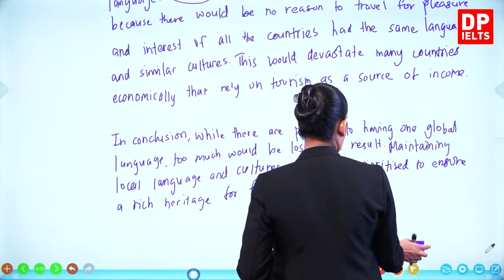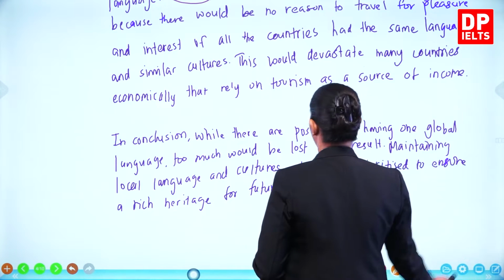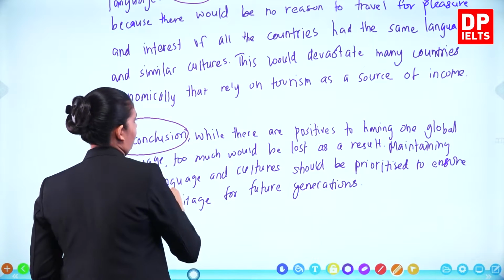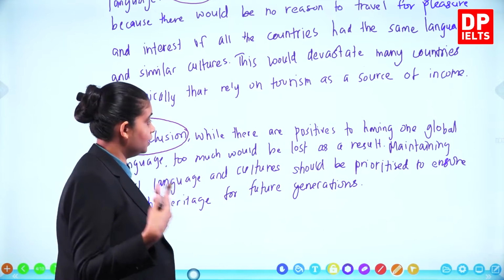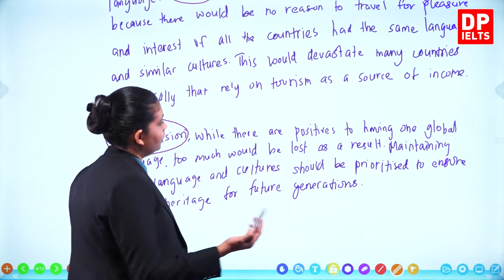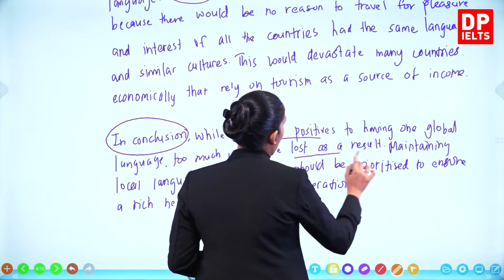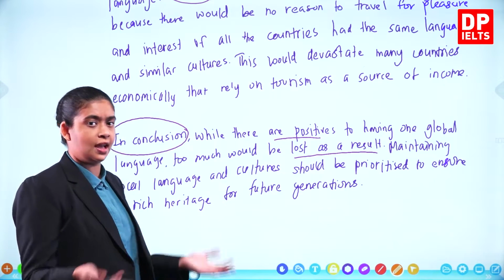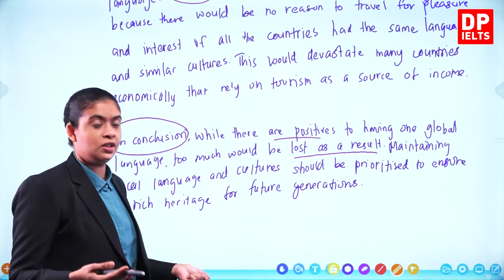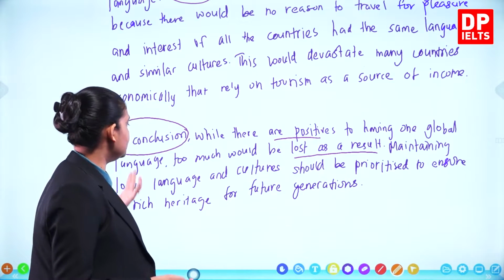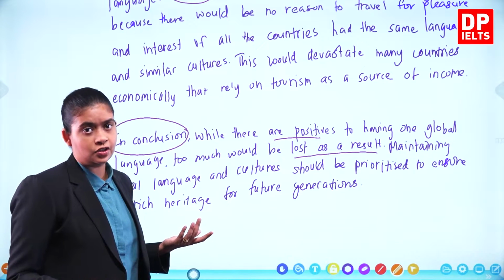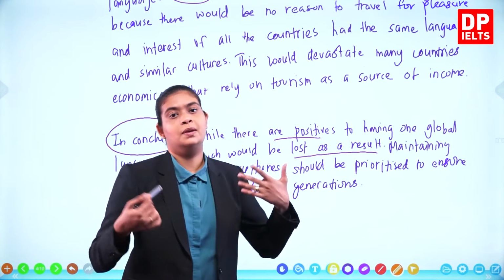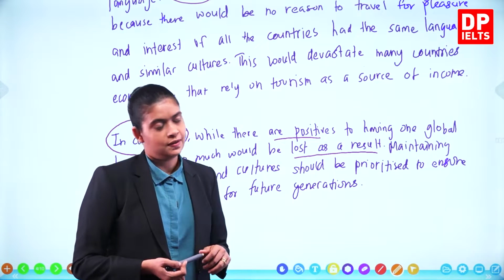So here we have written the conclusion, and you signpost by saying "in conclusion." You give a summary, where you say there are positives, but there are more negatives. More could be lost because you lose your economy, you lose your culture, the diversity. So there will be more disadvantages. So maintaining these local languages and cultures should be a priority because in future, the generation should be able to see these different cultures.